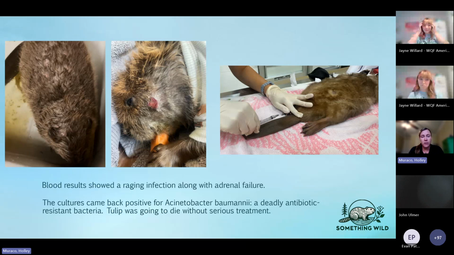And she was not going to make it. And there weren't many veterinarians who looked at her blood work who felt that she would.